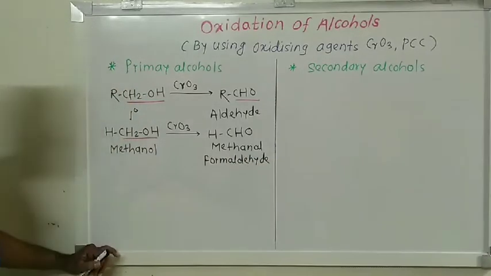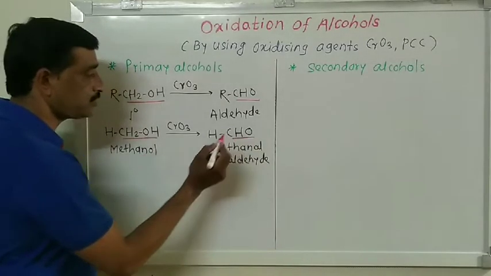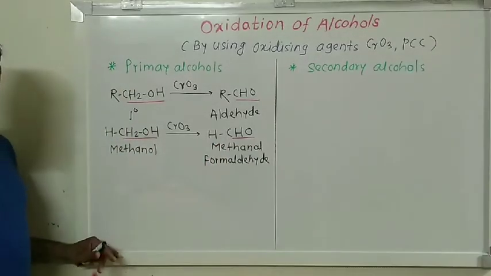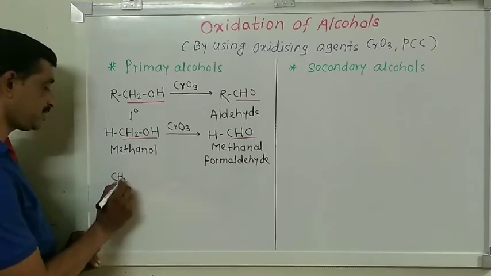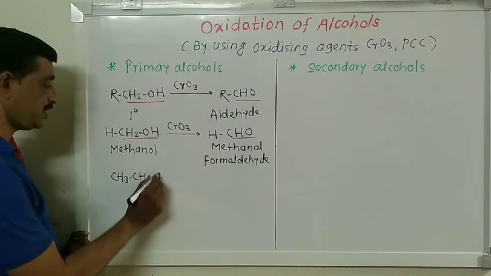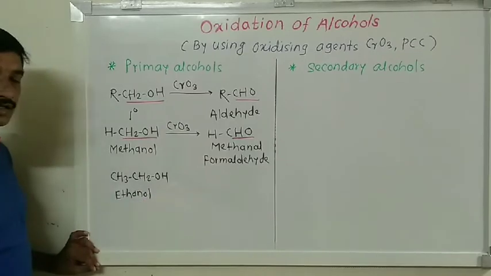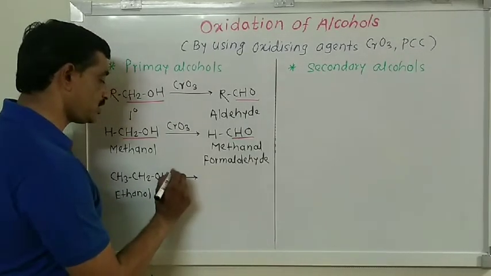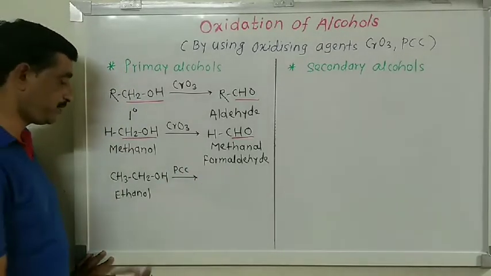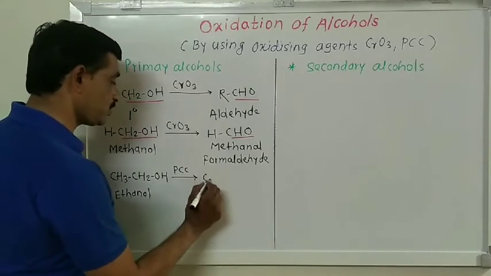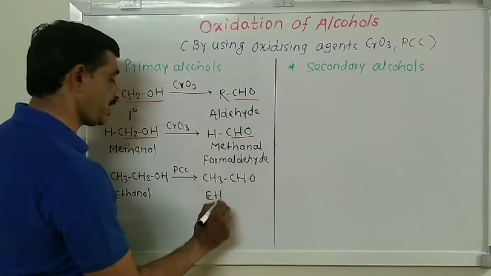So in this chemical reaction, the CH2OH group of this methyl alcohol is converted into the CHO group. So this is the oxidation of this methanol. We consider another example as CH3CH2OH. It is ethanol, or it is also known as ethyl alcohol. Ethanol on oxidation by using the oxidizing agent PCC, pyridinium chlorochromate, here also the CH2OH group is converted into the CHO group, and we get the product as ethanal.